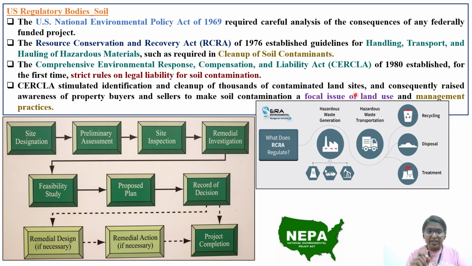under this US National Environmental Policy Act, they will identify such sites by doing a lot of sampling, soil sampling, water sampling, like that. They will identify and clean up thousands of contaminated land sites, consequently raising awareness of property buyers and sellers to make soil contamination a focal issue of land use and management practices. So it is also the responsibility of the property buyers as well as sellers. For example, there was a factory in the 1940s or 1950s, but today in the early 2000s, somebody is buying that particular land and property who is not at all aware of what happened 30 to 40 years ago.